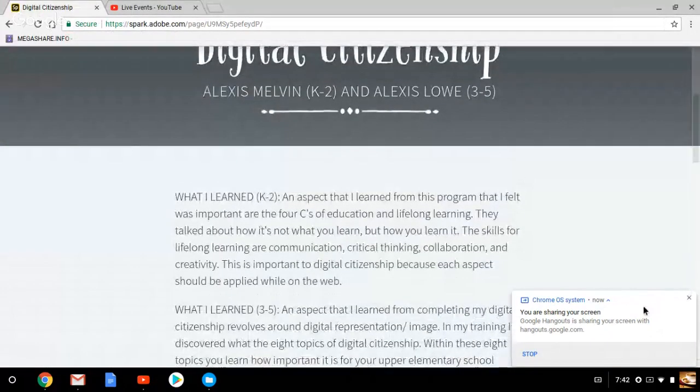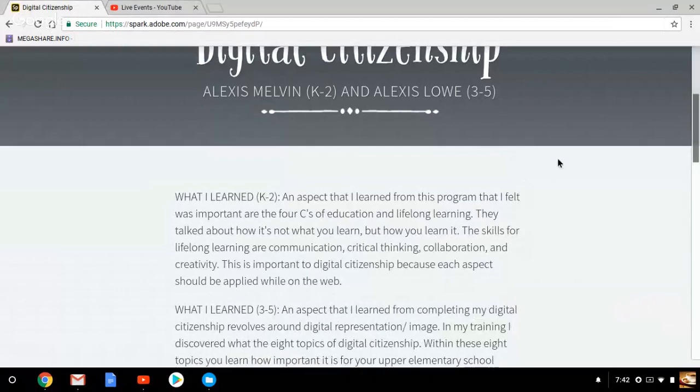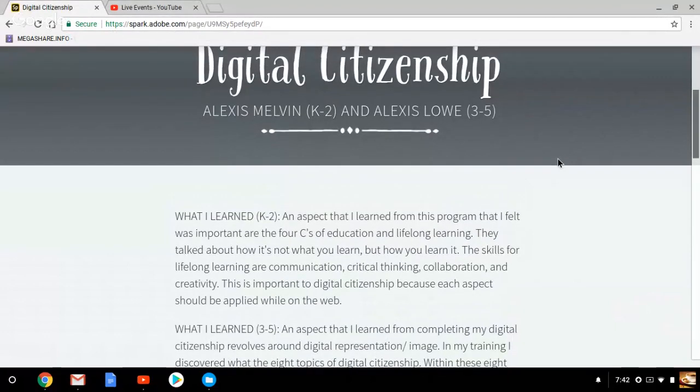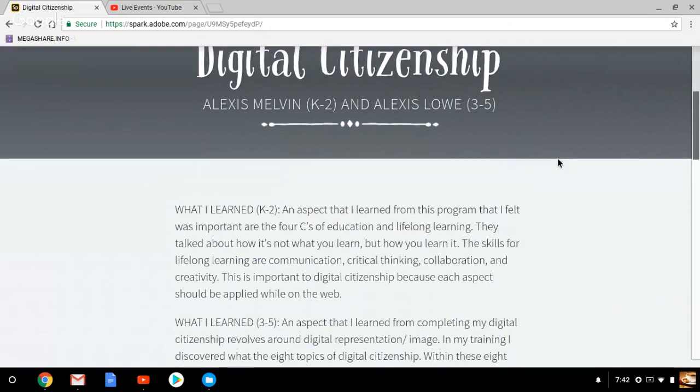For starters, for K through 2, an aspect that I learned from this program that I felt was important are the 4 C's of education and lifelong learning. They talked about how it's not what you learn, but how you learn it. The skills for lifelong learning are communication, critical thinking, collaboration, and creativity. This is important to digital citizenship because each aspect should be applied while on the web.